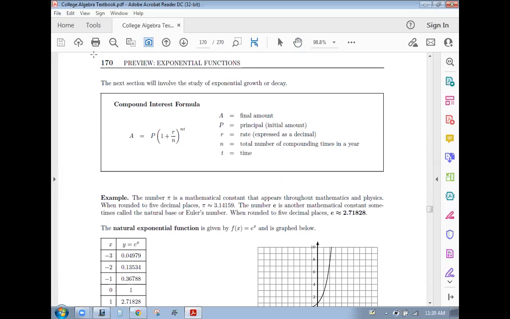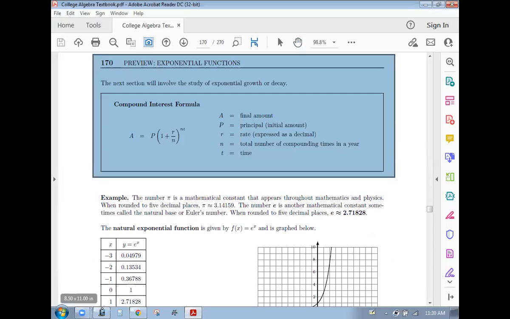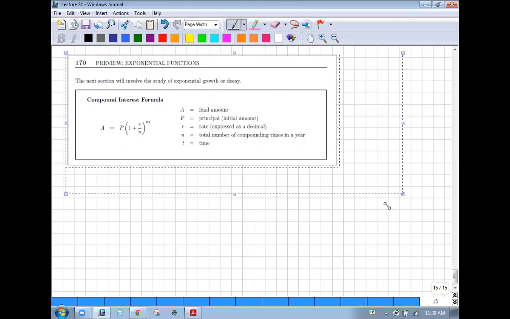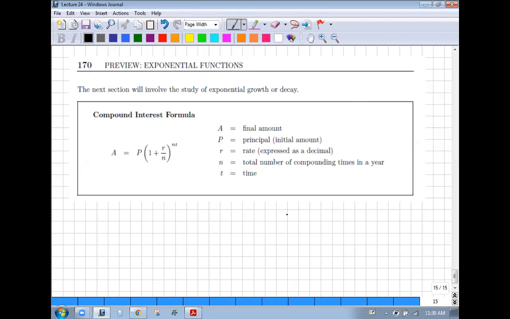So here's our interest formula, compound interest, which we've already discussed. A equals P times 1 plus R over N to the NT. So A is the final amount, P is the initial amount or principal, R is the rate expressed as a decimal, N is the total number of compounding times in a year, and T is time.